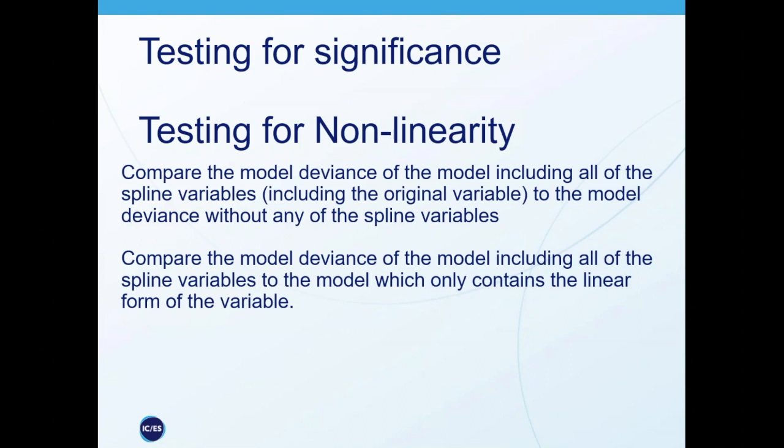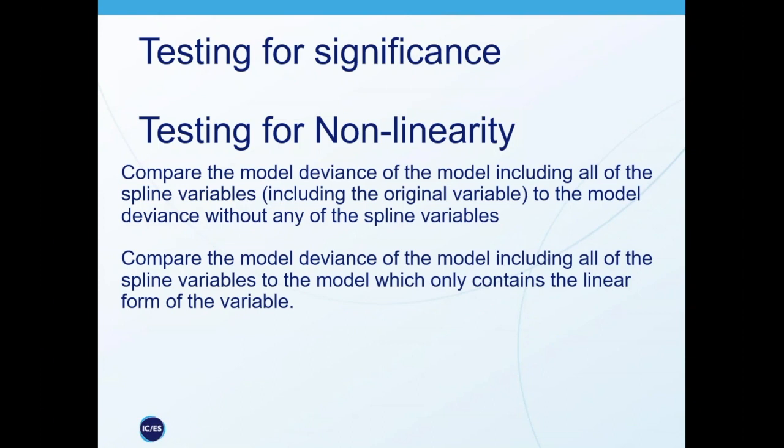These tests for the significance of the predictor and the test for nonlinearity are done by comparing the model deviance of the model that includes all the spline variables, including the original variable, to the model that doesn't have any of the spline variables. When you compare, so I'll call that the null model, the model deviance of the model that has all of your spline variables with the deviance of the model that doesn't have any, that change in deviance tests for whether you need to include that continuous predictor in your model at all. If that test is significant, yes, we need to include X in our model. If that test is non-significant, we can drop the whole thing.